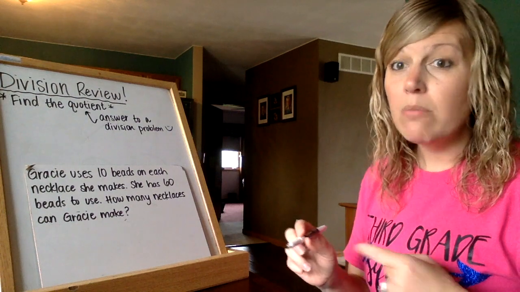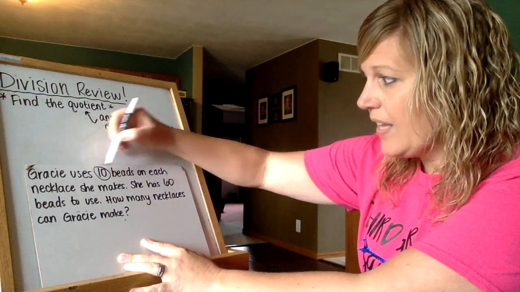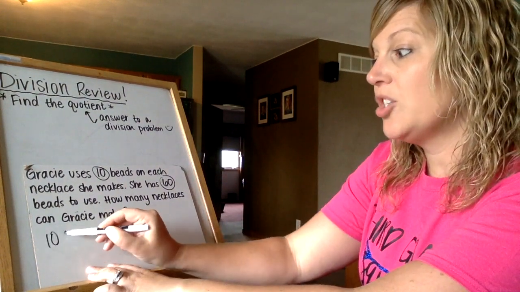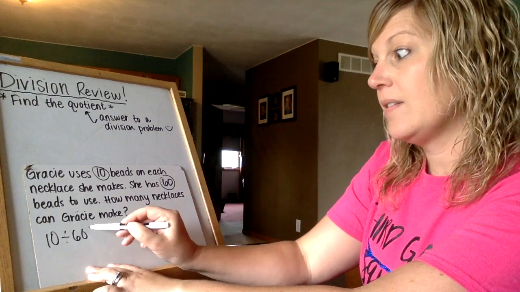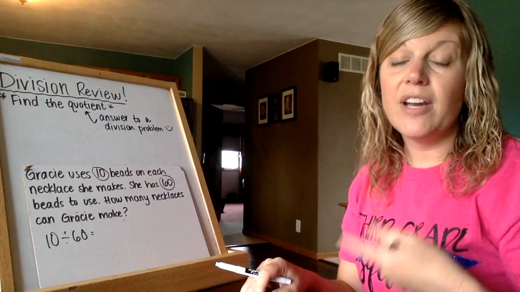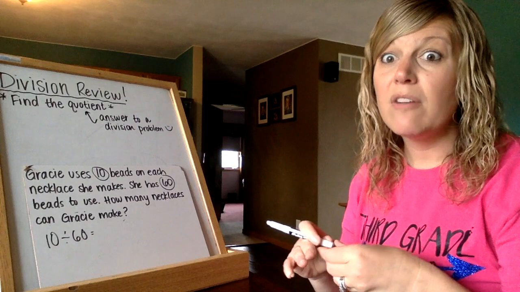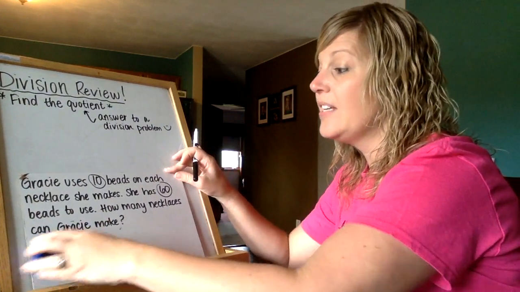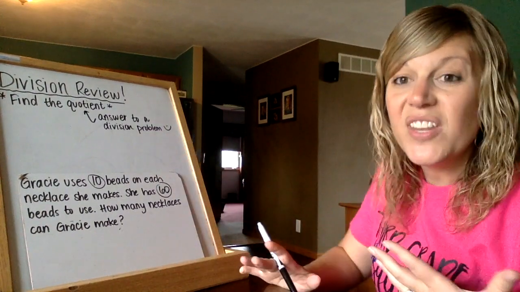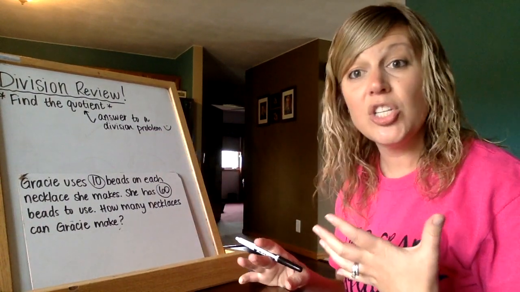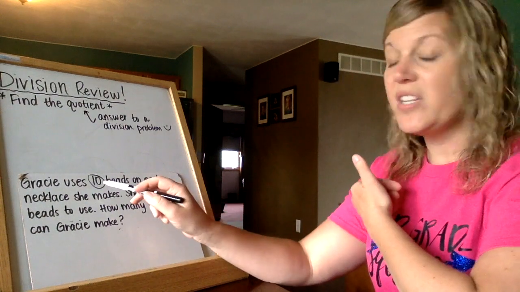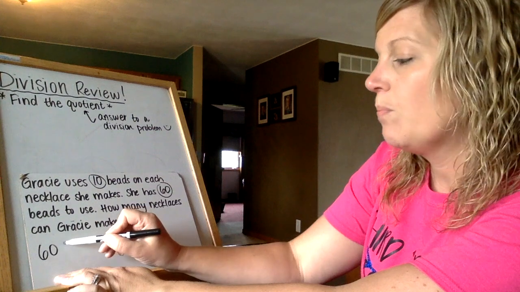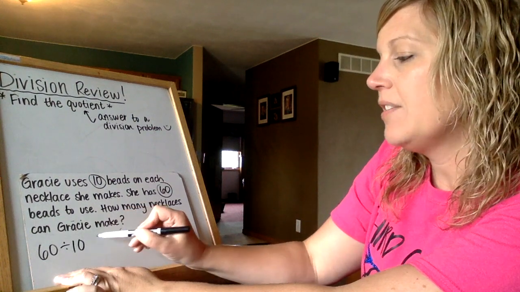Now, a common problem here is we see that number 10 and we see that number 60, and we want to write a division equation that looks like this: 10 divided by 60, because the 10 is first. But unfortunately, that can't happen. We have to remember that our dividend is the biggest number, and the dividend is that number that comes first in a division equation. So even though we see the 10 first, we have to write the 60 first. So 60 divided by 10.